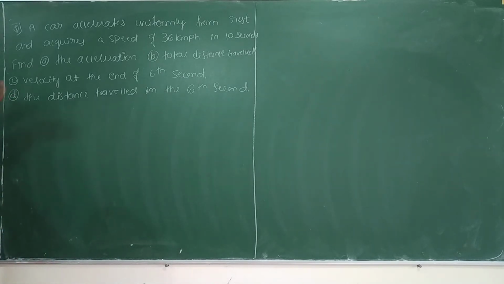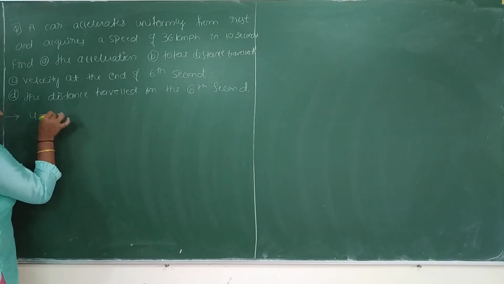Given question is, a car accelerates uniformly from rest. So the car is moving with acceleration and initially it was at rest. What is the initial velocity? First we will write the given data while reading the problem. So initial velocity is 0.